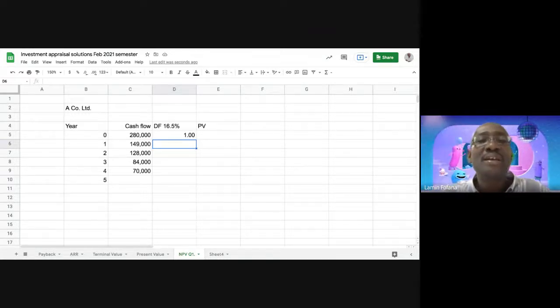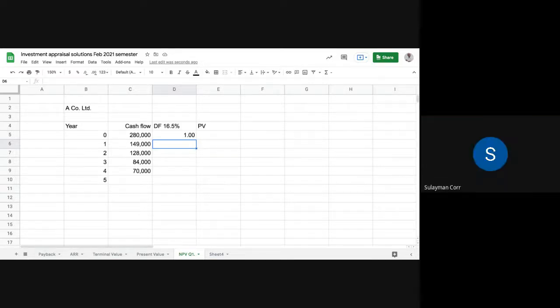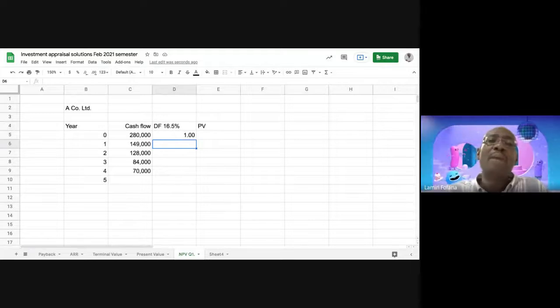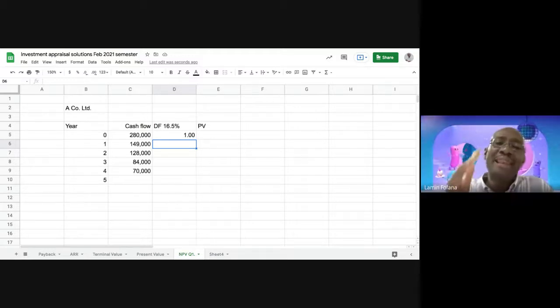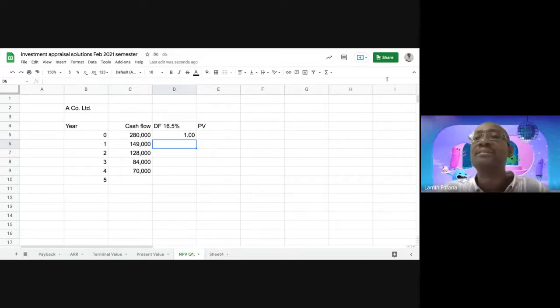Look, it's simple. We know if you multiply any number by 1, it gives you that number. What about if you multiply any number by less than 1? Your result will always be less than that number. If you multiply any number by more than 1, you get more than that number. So if you multiply any number by less than 1, you get less than that number. Is that clear? So always take note of that.